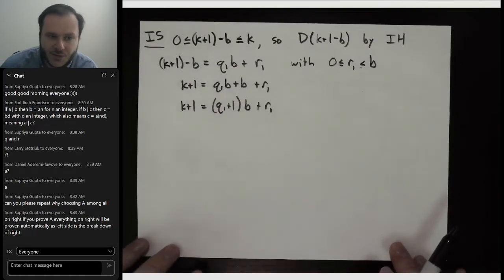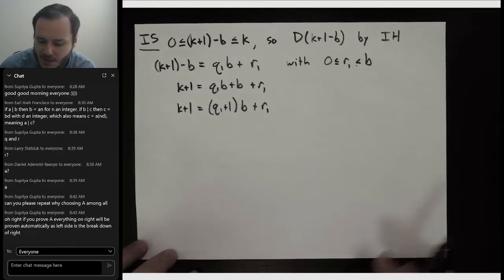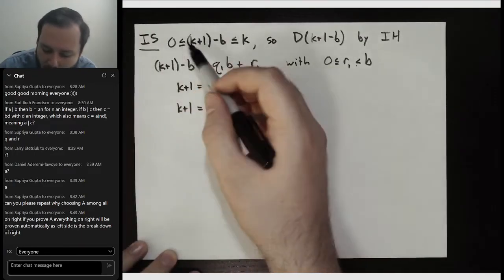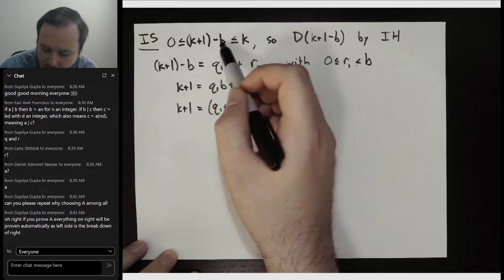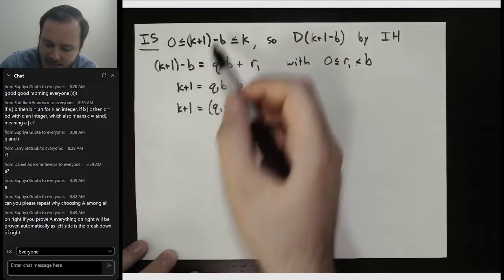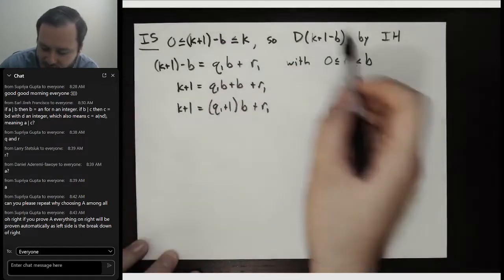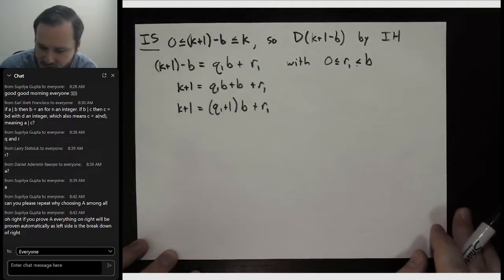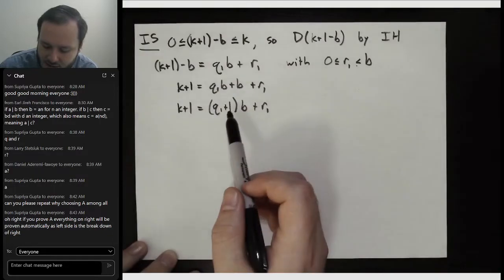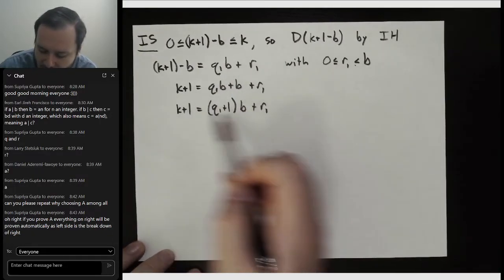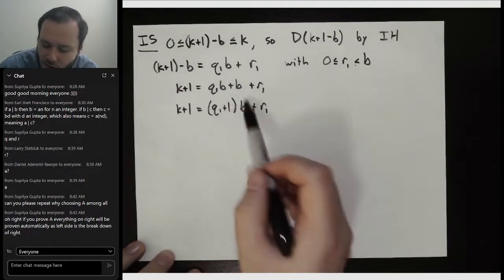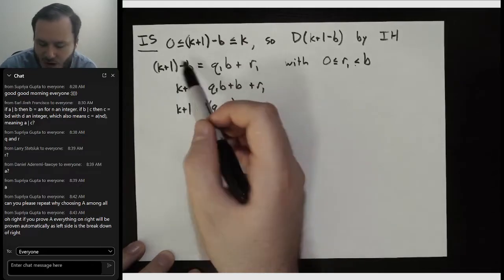So what am I really doing in this induction step? I'm really saying, okay, why can I divide k plus 1 by b? Well, I take off 1b, and what I have left is covered by my induction hypothesis. And then dividing k plus 1 by b is just one more copy of b than if I subtracted off b.